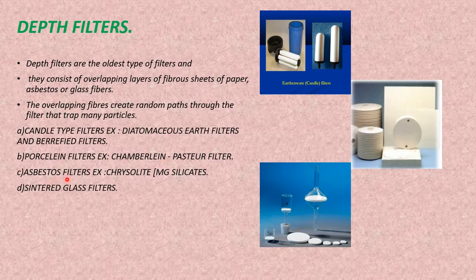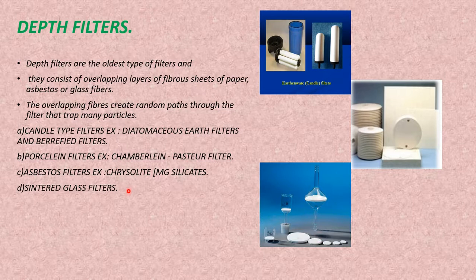Then coming to the next type of filter, the asbestos filter. Obviously here you can see the asbestos, and the example is chrysotile made up of magnesium silicate. These are made up from, as I told you, chrysotile type asbestos, chemically composed of magnesium silicate as the main composition, and this is attached to a vacuum flask. The whole unit is wrapped like this, you can see here. Okay, vacuum flask, whole unit is wrapped and autoclaved.